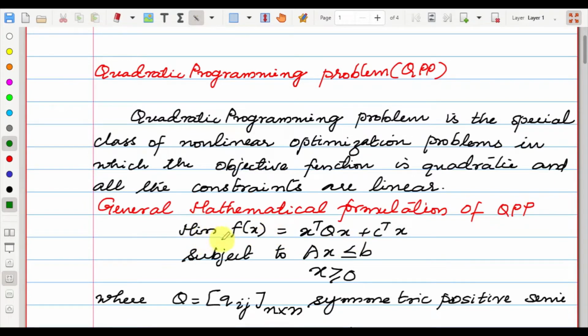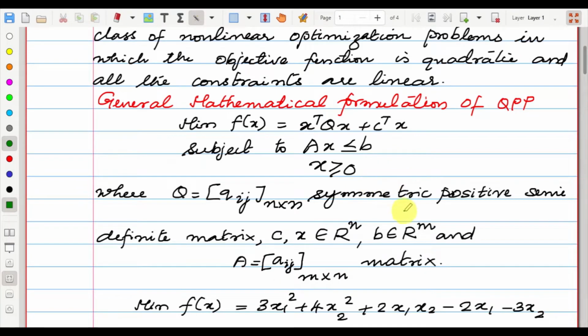It can be maximum also. f of x equal to x transpose Qx plus c transpose x subject to Ax less than or equal to b, x greater than or equal to 0, where Q equal to Qij is a symmetric positive semi-definite matrix. Q is a symmetric positive semi-definite matrix, c and x are elements of Rn and b an element of Rm, and A equal to Aij is a matrix.